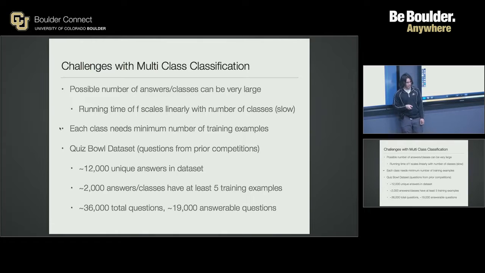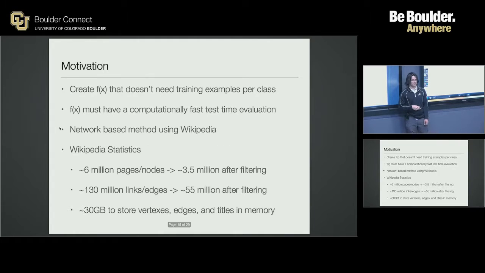To show that this is a problem for our data set, if you filter by classes or answers that have at least 5 training examples, which is what we currently do, the answers drop from 12,000 to 2,000 that we could possibly answer, and we can only answer a little more than half the questions in our data set, which is not great. So a goal for this project is to get at this problem by not limiting ourselves in the answer classes too much.